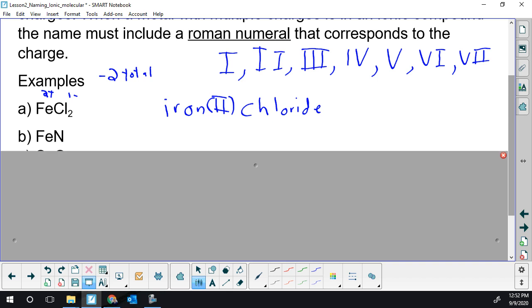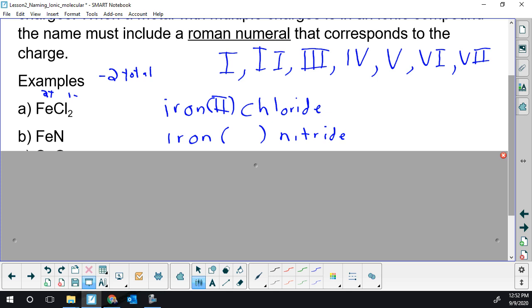I've got iron again, and we know it's +2 or +3. Yes, you need to put in the brackets. So we've got iron. We know there's multiple options, so I'll stick the brackets in right away. We've got nitrogen as the atom, but this is the ion, so we switch it to IDE. Nitride, and now we've got to figure out which type.